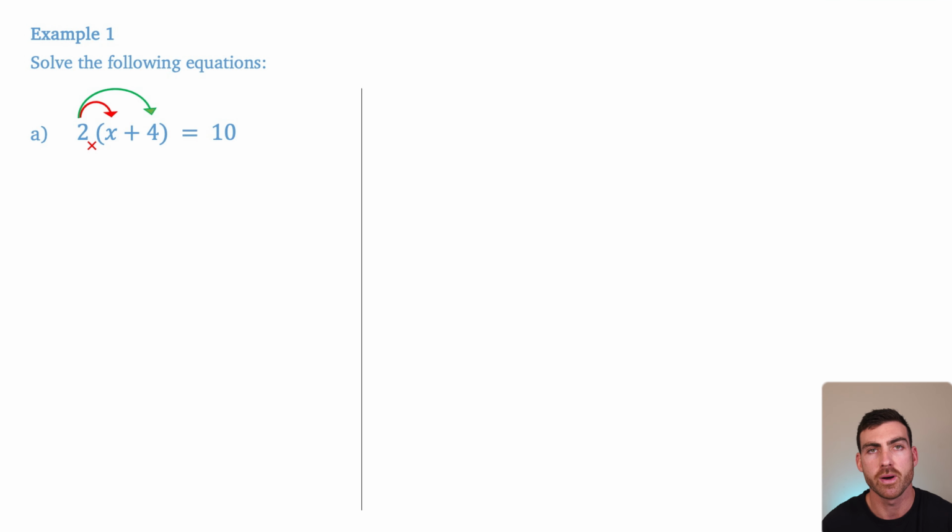We multiply the 2 by each term in the brackets. 2 times x equals 2x. 2 times 4, since both are positive, we get positive 8. Now this is a two-step equation to go and solve.